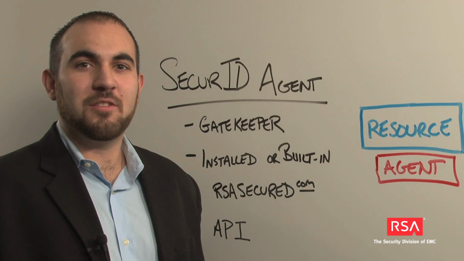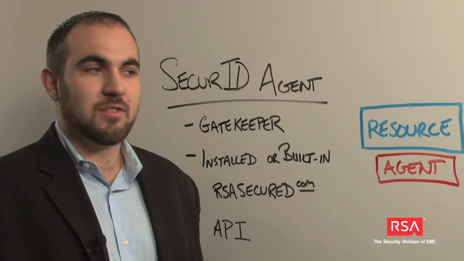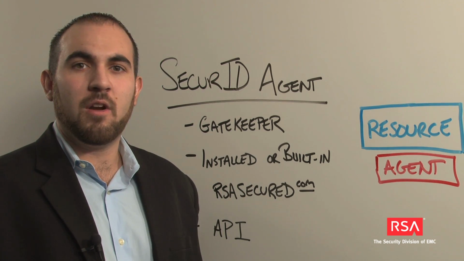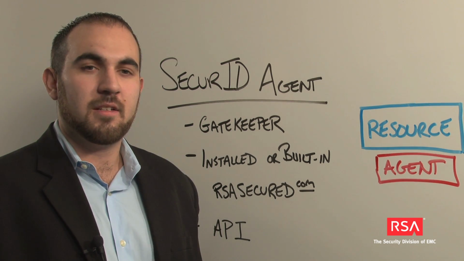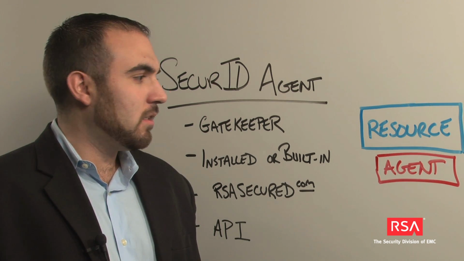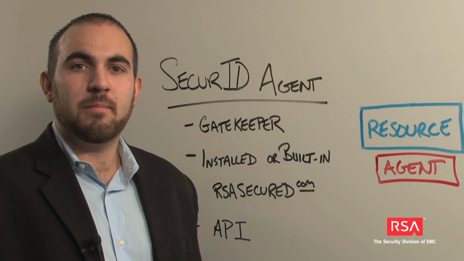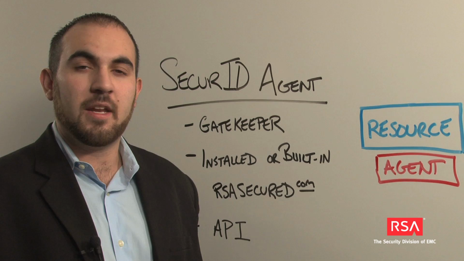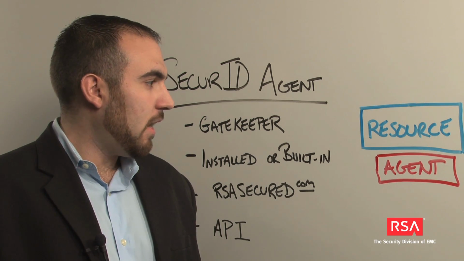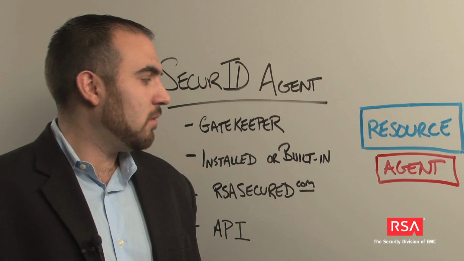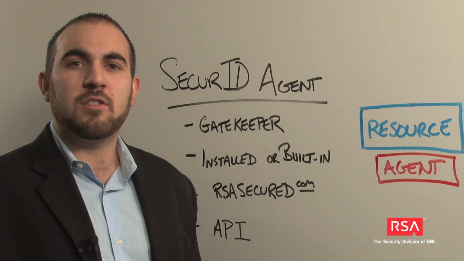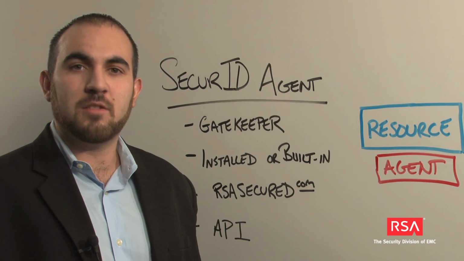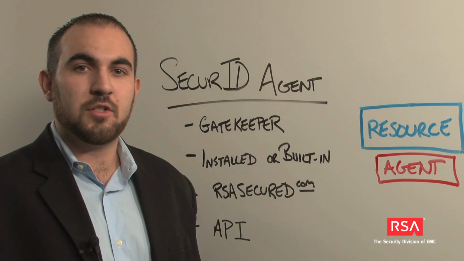Now let's talk about agents. Secure ID agents are a piece of software that sit out in front of a resource that you're looking to protect in the IT environment. The agent acts as a gatekeeper by challenging users for their Secure ID credentials and then passing those credentials to Authentication Manager. Agents can either be built in or installed. Examples of where we'd install an agent would be on things like a server, web server, or workstation.